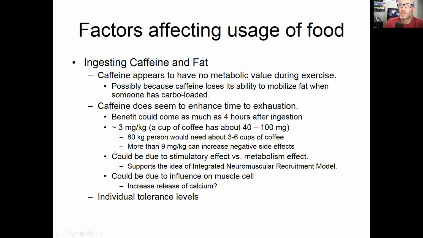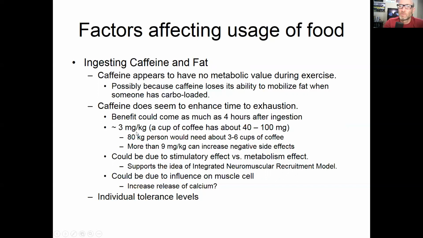Ingesting caffeine. Caffeine appears to have no metabolic value during exercise, but it is a stimulant. It may lose its ability to mobilize fat when someone has carbo loaded. So we have to be careful that if we take a lot of carbohydrate and caffeine, the two things may counteract each other. Caffeine does seem to enhance time to exhaustion, so there can be a performance benefit. The benefit could come as much as 4 hours after ingestion.